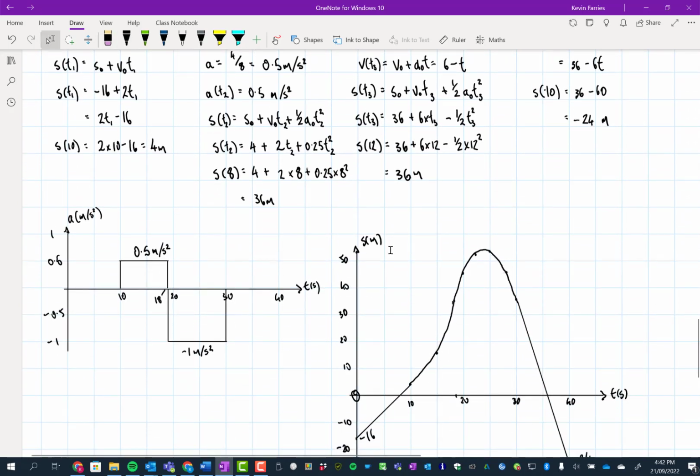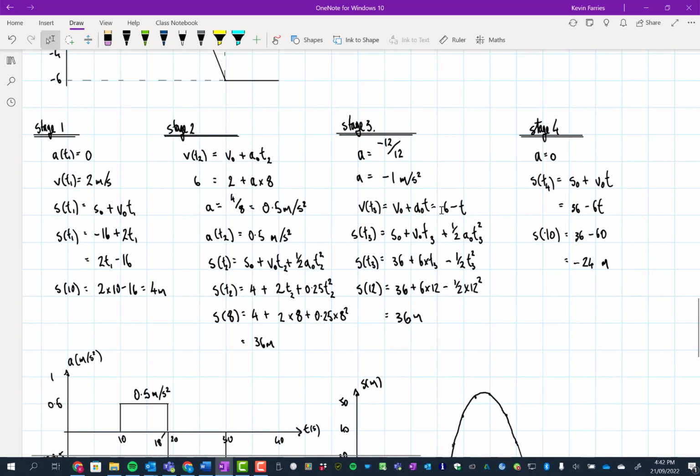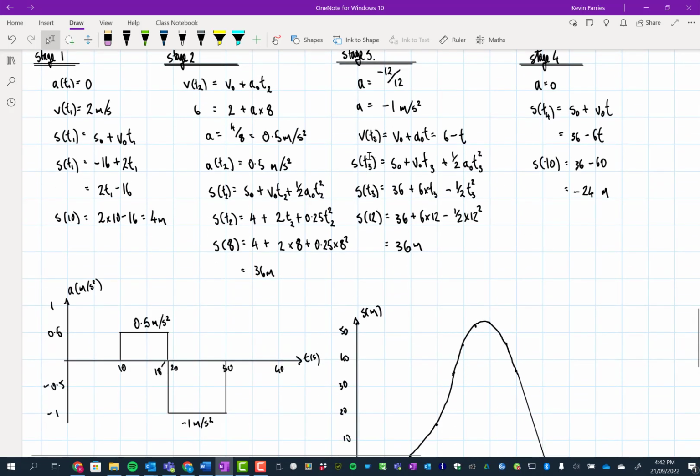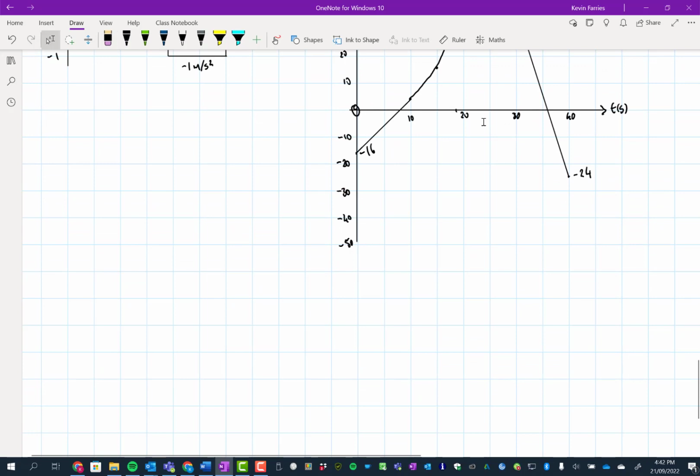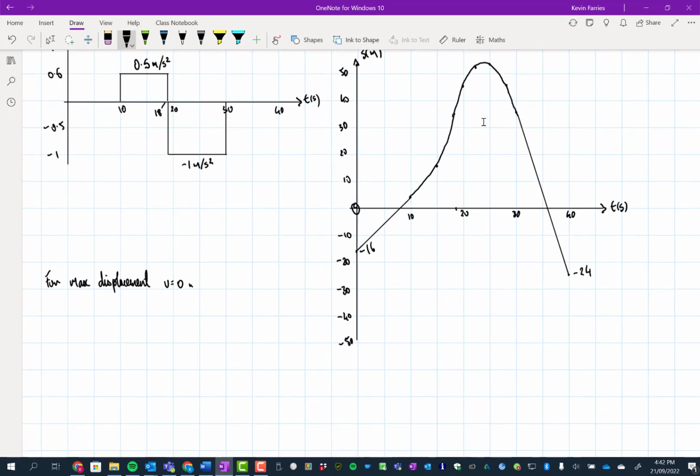So what we can do is figure out the time at which the velocity would be equal to 0 using this equation. Then we can put that into the displacement equation and find out what the displacement was at this point where the velocity equals 0. So let's try that. For max displacement, we know that the velocity is equal to 0 because it's turning around at that point. So it's 0 meters per second.